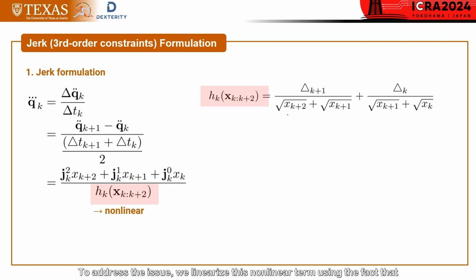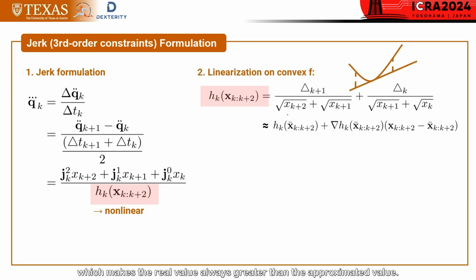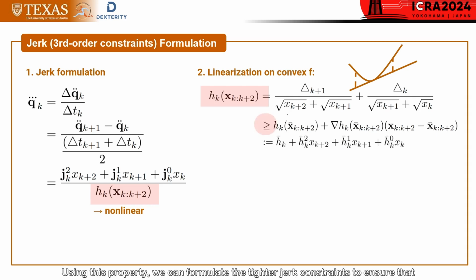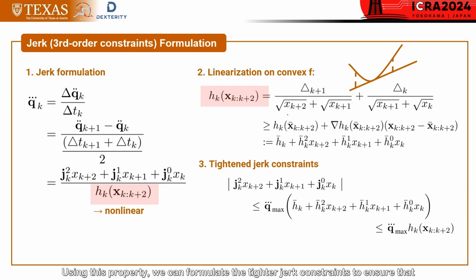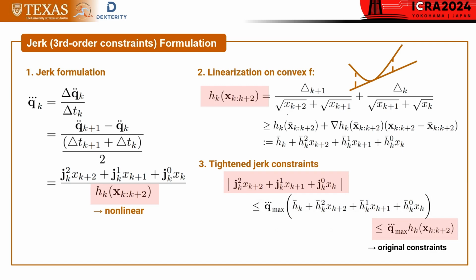To address the issue, we linearize this nonlinear term using the fact that the function we want to linearize is convex on a series of x, which makes the real value always greater than the approximated value. Using this property, we can formulate the tighter jerk constraints to ensure that the solution obtained with the approximated constraints is always satisfying the original constraints as well.